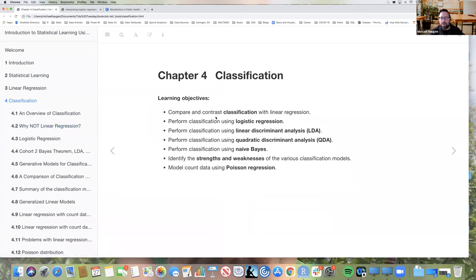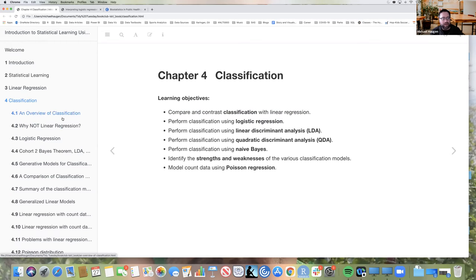So last week we did the first couple of learning objectives. We focused on logistic regression and some of the intuition around that. This is what we have left. I'm primarily focusing on LDA, QDA.